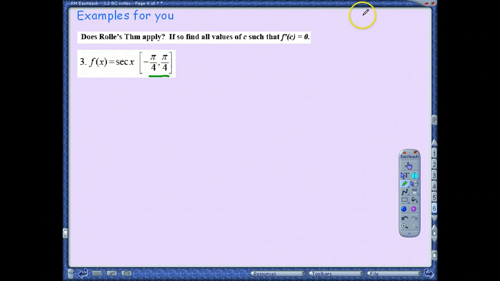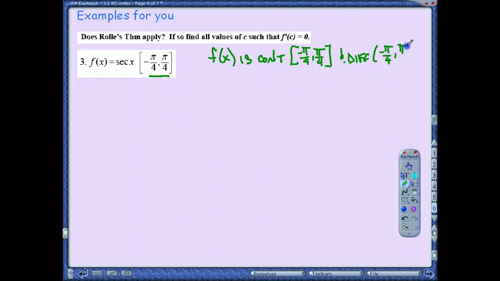And if you remember the shape of secant, it looks very much like a parabola. It's not a parabola, but it's kind of that shape. So it's a nice smooth curve. So no corners, cusps, vertical tangents, or discontinuity. Therefore, our function is continuous on the closed interval and differentiable on the open interval. I know some of you are thinking, do I really have to write that every single time for AP Calculus? Yes, you do.